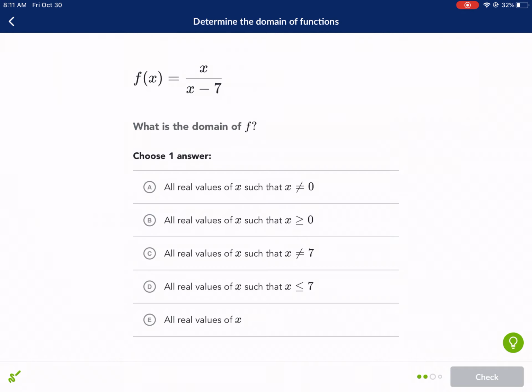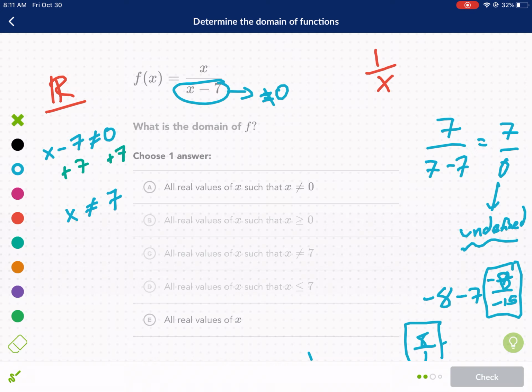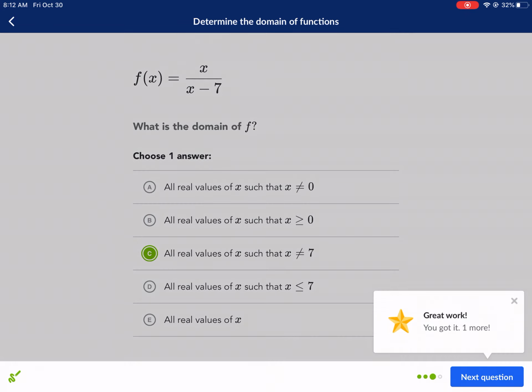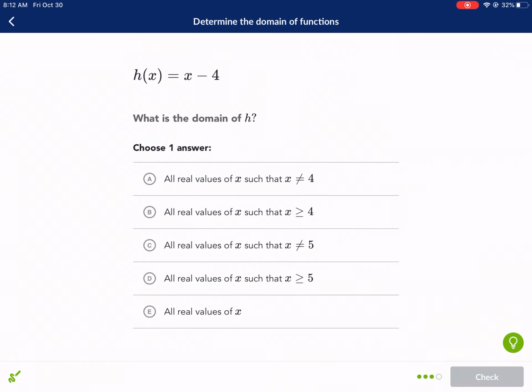So we're going to look at our choices here. All real values except what? Except 7. We can't have 7 be the case there. So anytime you have a denominator with x, it's just going to be one value, or maybe 2, that it can't equal. Otherwise, it's all real numbers.